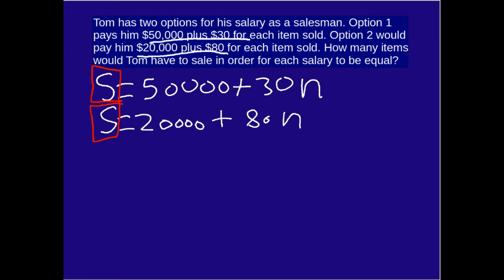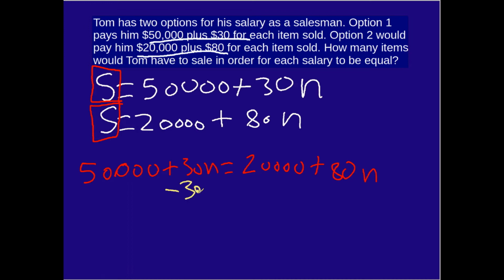So if we rewrote this, we could put it as follows: 50,000 plus 30n equals 20,000 plus 80n. Very clear, because remember, since S equals both things, if you put them both in the equation like this and set up the expression like this, you're good to go. And so now you can just follow all the steps that we normally do when dealing with an equation. So first I'll subtract 30n from this side.